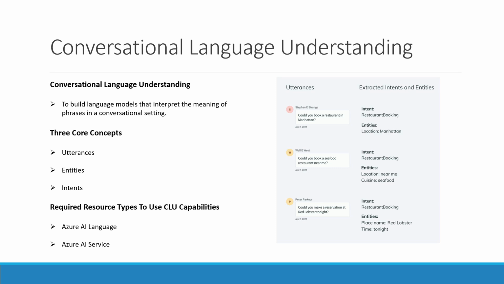So we saw what is an AI language, and we saw about natural language processing, what an NLP is. The third topic we saw is CLU, conversational language understanding, and the resource it uses is again the AI language and the AI service. Finally, we saw the three core concepts: utterance, entities, and intent.